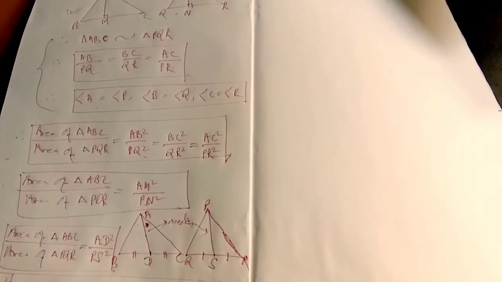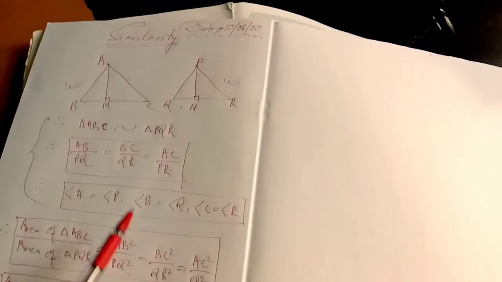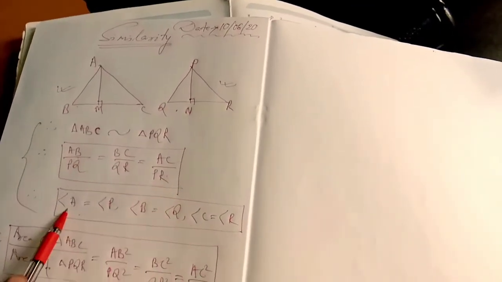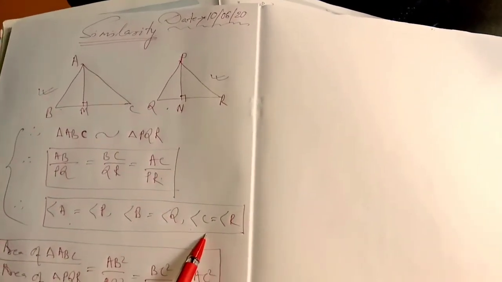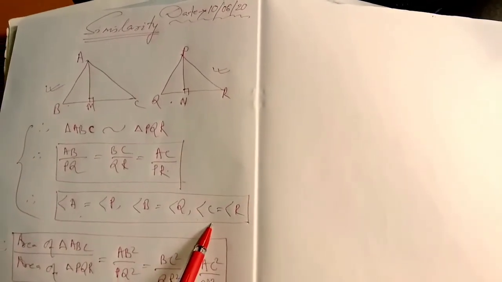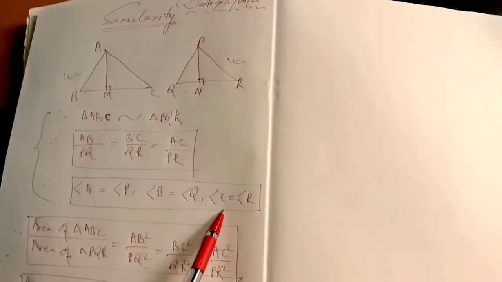And one more thing: if the two triangles are similar, the side ratio is the same and the angles are equal, as I have already told before. This is the basic idea about the similarity of two triangles. Let us go. The exercise, next time I will do the exercise.